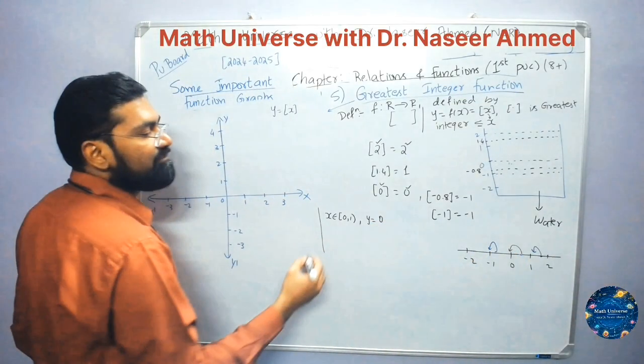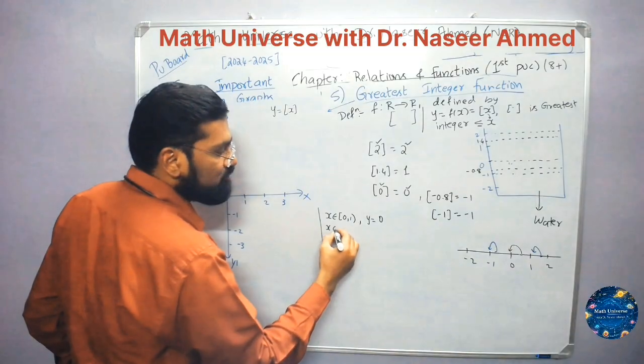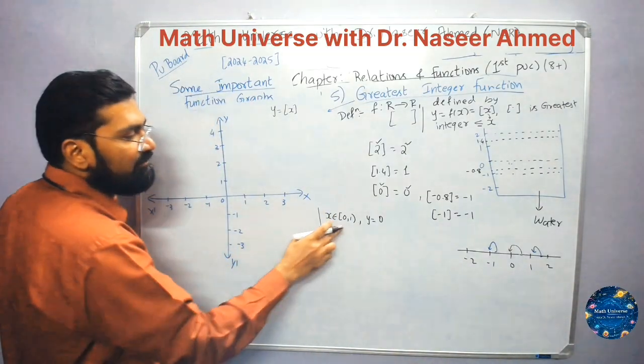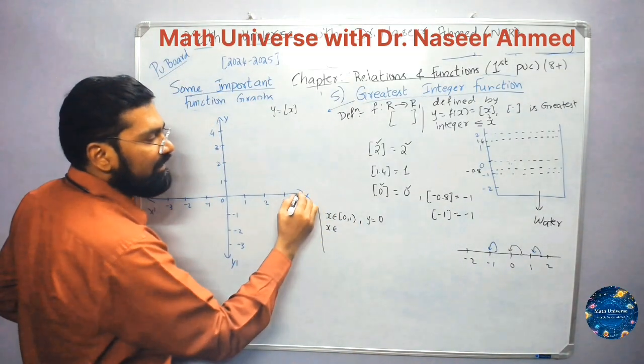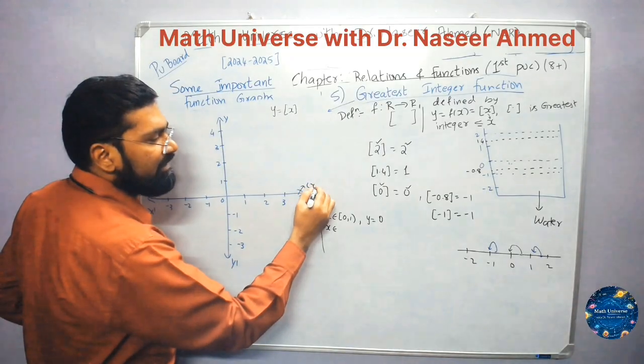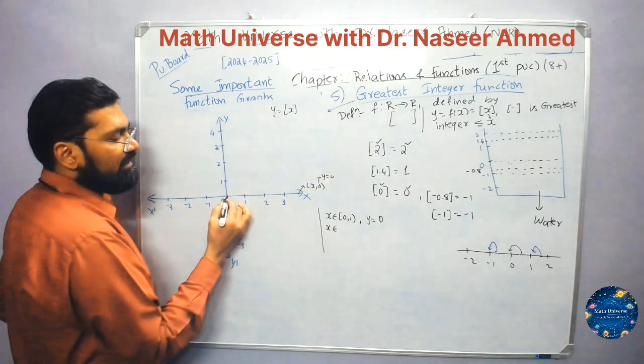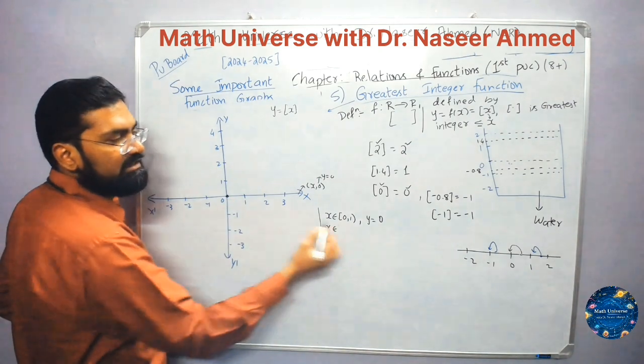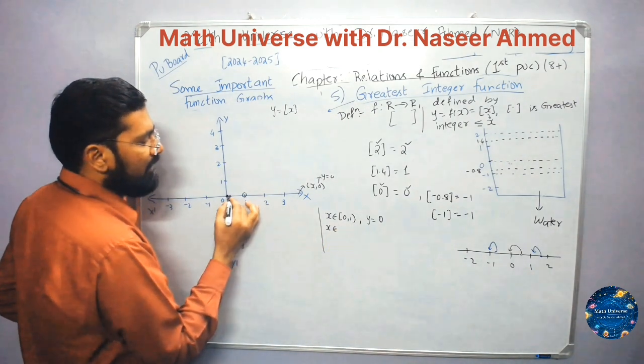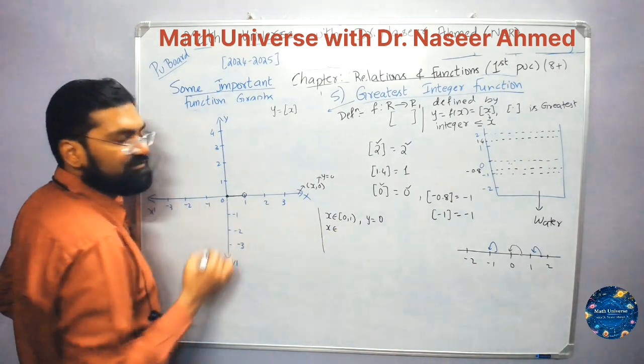Correct? 0 always. If I take x belongs to, let us plot simultaneously. Between 0 to 1, y value is 0. Any point lying on the x-axis is of the form x comma 0. So y is always what? 0. So between 0 to 1, my graph should be here. I am shading here because 0 is taken, 1 is not taken. So open 1 and then join this constant function.